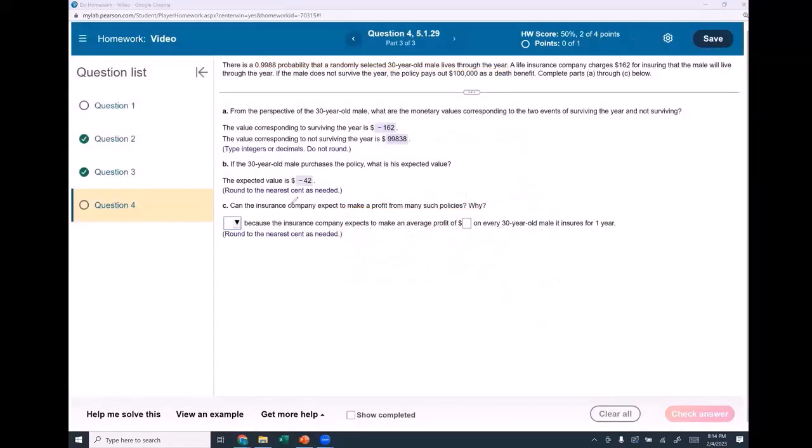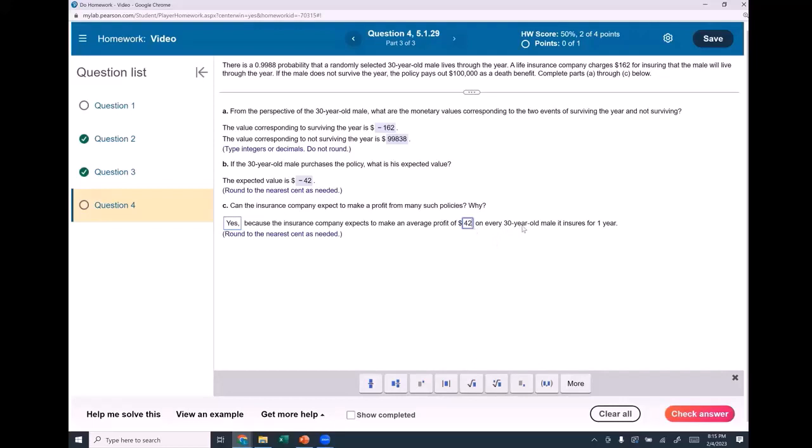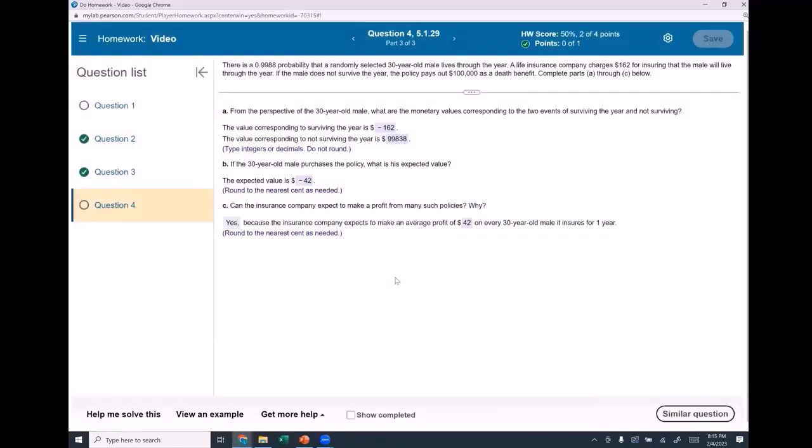All right. Can the insurance company expect to make a profit from many such policies? Well, sure, because the expected value to the 30-year-old male is negative $42. That means to the insurance company, for every policy they sell, they make an average of $42. Yes, because the insurance company expects to make an average profit of $42 on every 30-year-old male it insures for 1 year. And there we have it. Thank you for watching.